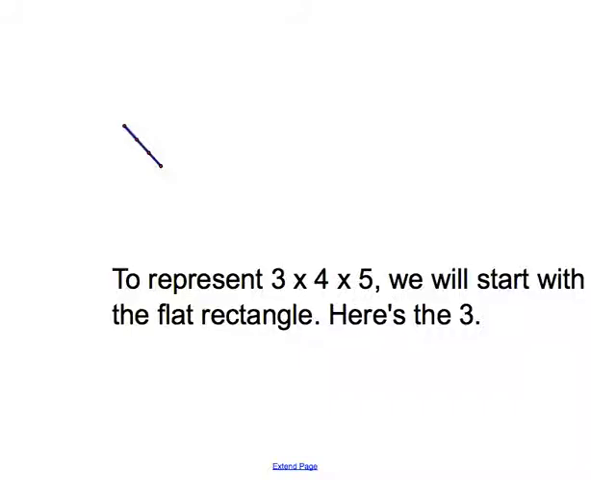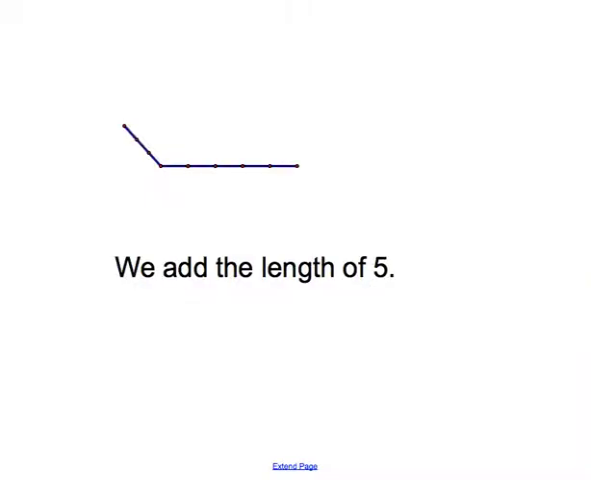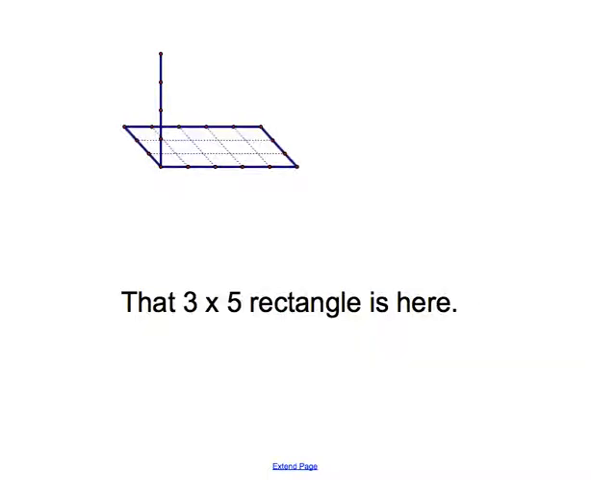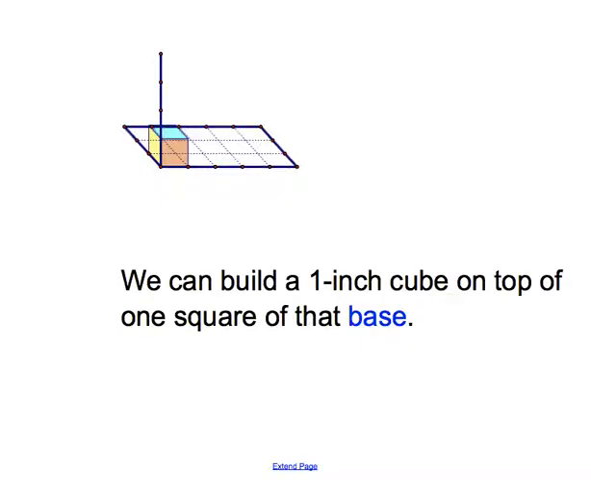To represent 3 times 4 times 5, we'll start with the flat rectangle. Here's the 3. We had the length of 5 in the other direction. And now we add a height of 4 inches. Maybe you can see that we're building a box. That 3 by 5 rectangle is here, the bottom of the box. And I can build a 1 by 1 by 1 inch cube, a cubic inch, on top of 1 square of that base.